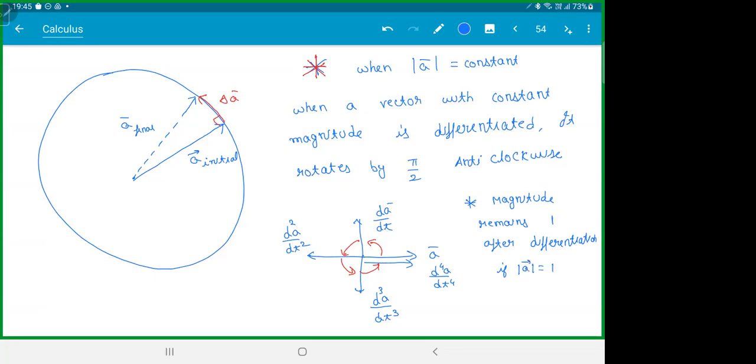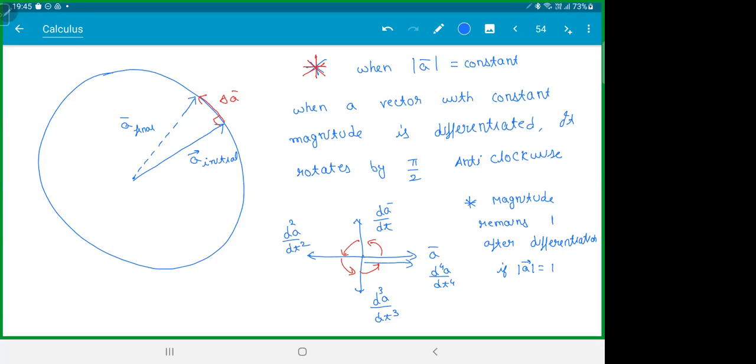If it is a unit vector, after differentiating also the magnitude will remain the same. We will not go too deep into this. The basic idea I want you to know is that when you differentiate, the vector rotates. Because whenever you differentiate, the property changes. Position becomes velocity, velocity becomes acceleration. So it's not the same quantity anymore. All clear with this?